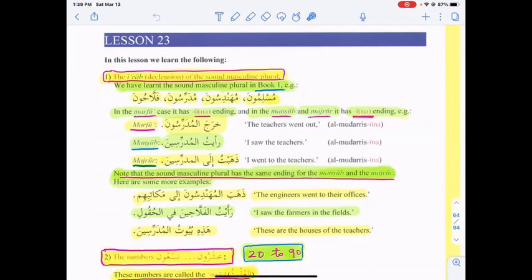Marfu. Kharaja al-mudarrisuna. Fi'l, fa'il. This is marfu, marfu bil waw and noon. We will only say marfu bil waw because noon can be dropped for some reason. The teachers went out. Al-mudarrisuna.